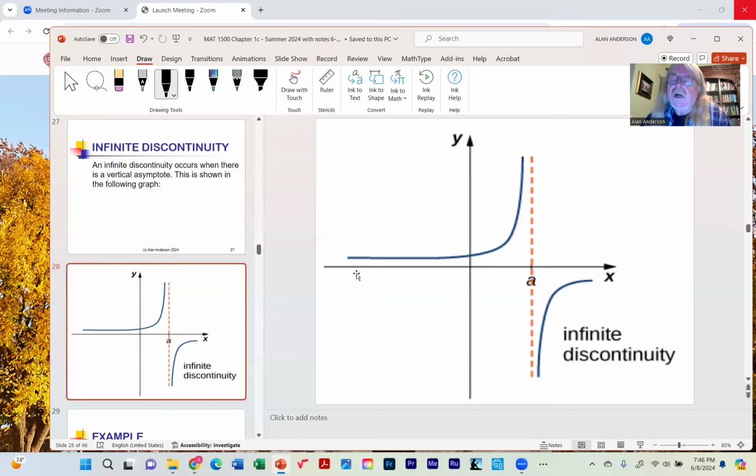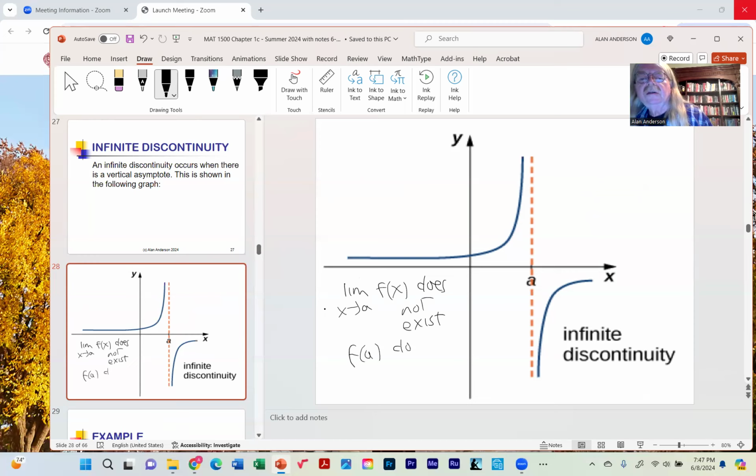Now this one, there's no limit here either. Wow, this one is really in trouble because the limit does not exist. And neither does f of a. So we really have a discontinuous function there. In other words, you can see that we actually have an asymptote here. So this function is clearly discontinuous.